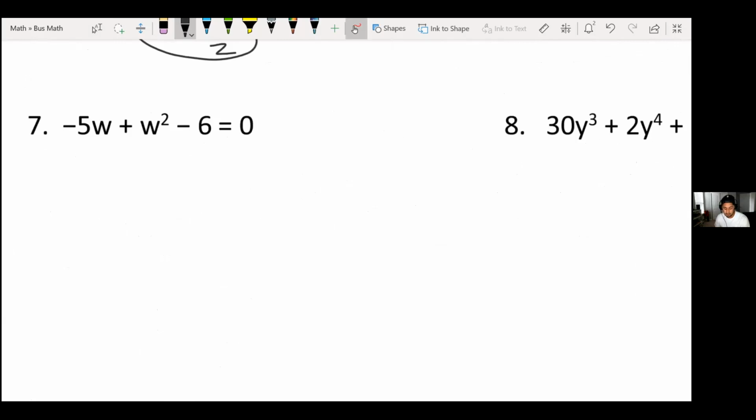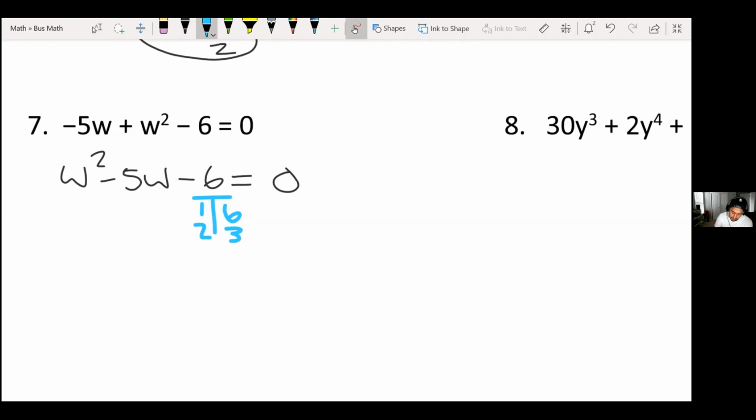Again, we need to put it in standard form, its proper form. So we need to rearrange this with the highest power first. I'm just going to rewrite this as w squared minus 5w minus 6 equal to 0. And this one again is easy to factor. I'll list the factors of 6: 1 and 6, 2 and 3. Then we'll factor. Minus minus means w plus a number, w minus a number equal to 0.